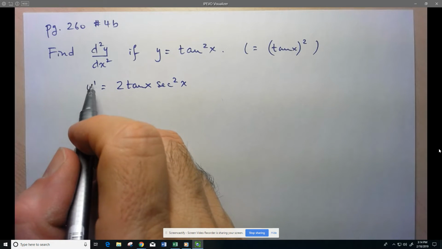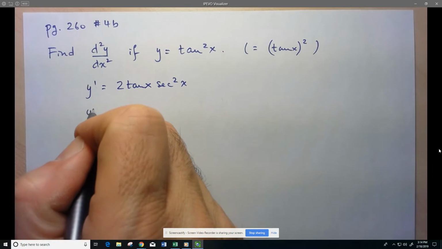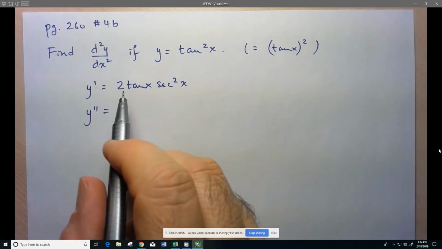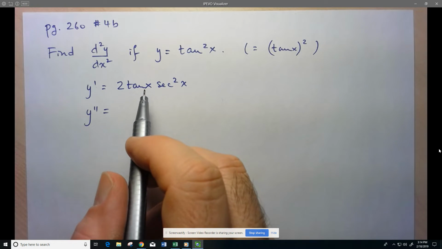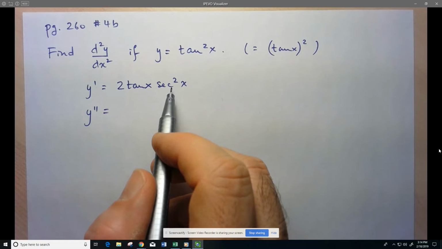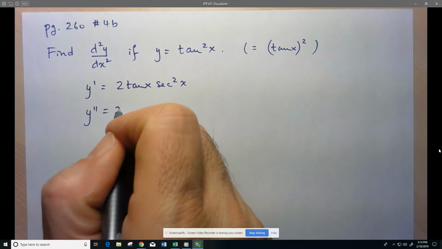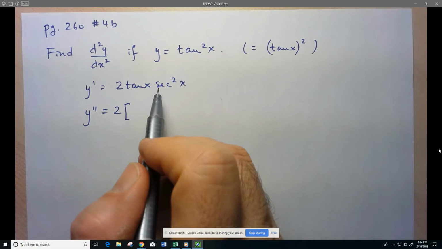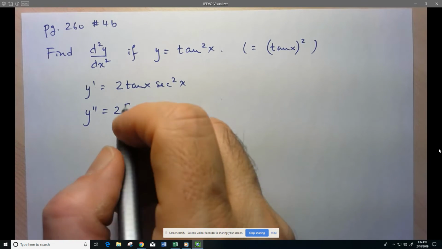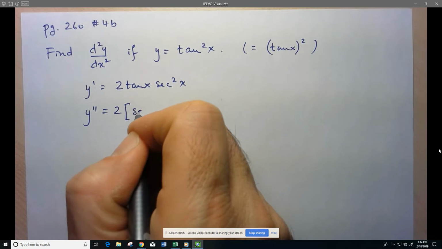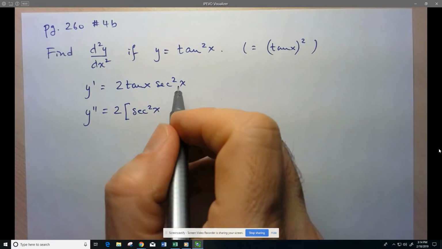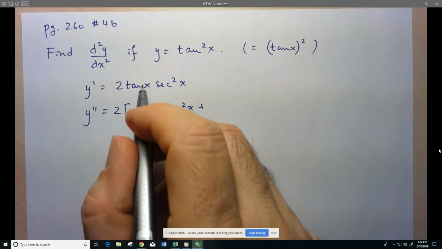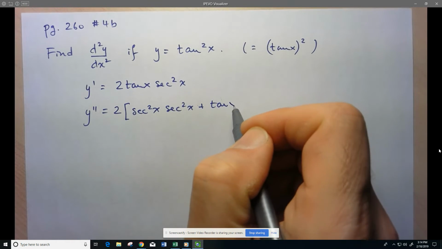Now I'm going to take the derivative of the first derivative, which of course gives me my second derivative, which is what I'm looking for. Here I will have to use the product rule since I have tan x times secant squared x. The 2 is just a constant, so we can remove that altogether. Now let's take the derivative of this. The derivative of the first, tan x, is secant squared x, times the second function, which is just secant squared x, plus the first function, which is tan x.